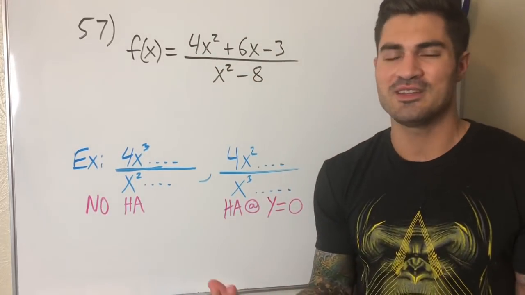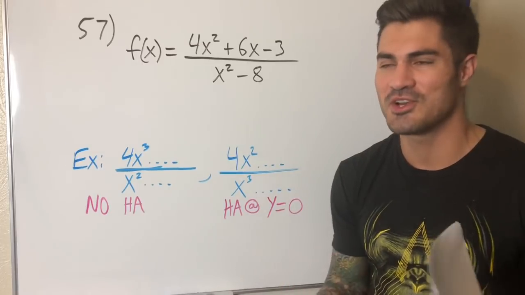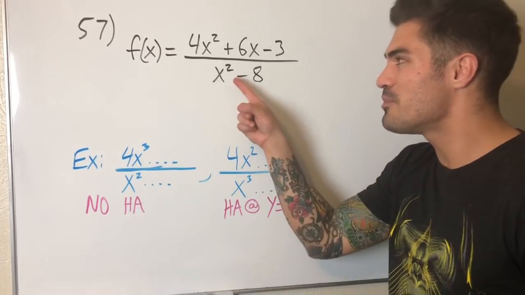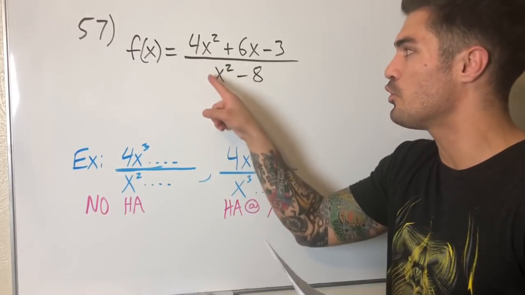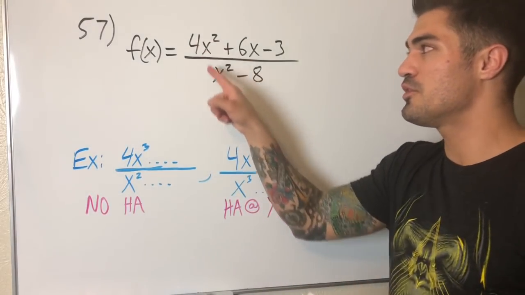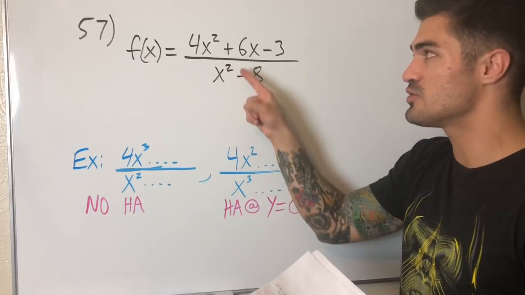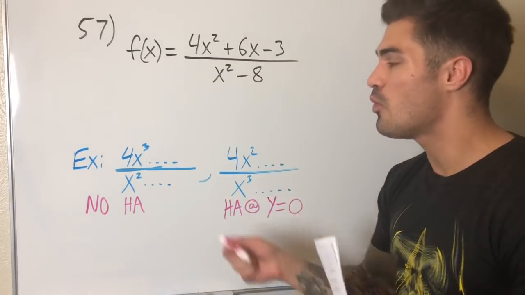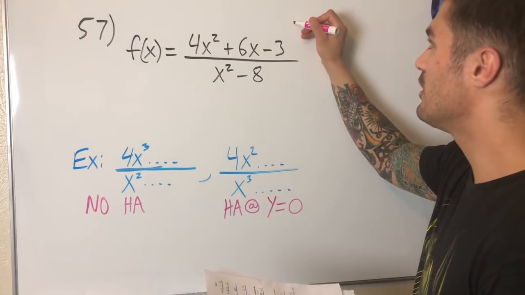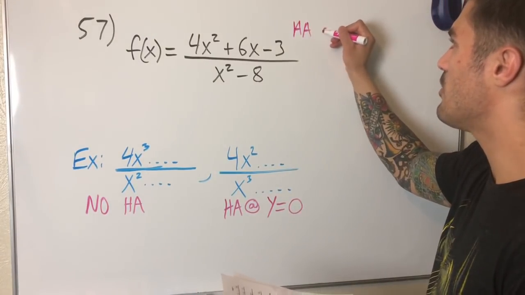So hopefully I did a decent job of explaining it. That's how I was taught it and that's how I think of it. But when the powers are the same, in general, you take the leading coefficients. So 4 over 1. And if this were 3 over 5, then it would be 3 over 5. And that's what you do when the powers are the same. So we do have a horizontal asymptote at y equals 4.